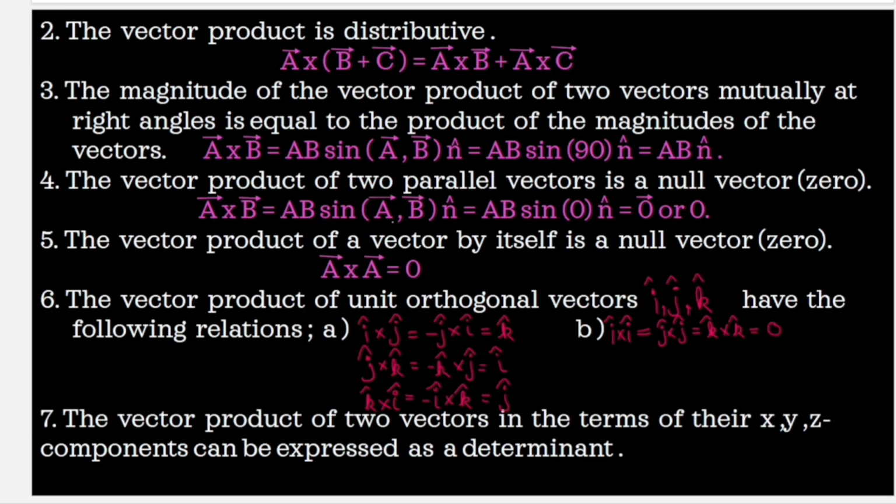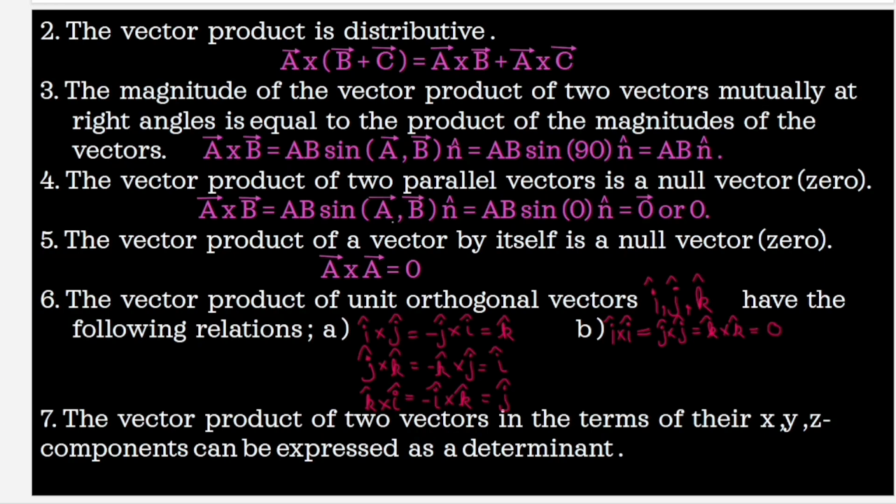Fifth property, the vector product of a vector by itself is a null vector or 0. That is, A vector cross A vector is equal to 0. Sixth property, the vector product of unit orthogonal vectors i cap, j cap, k cap have the following relations.